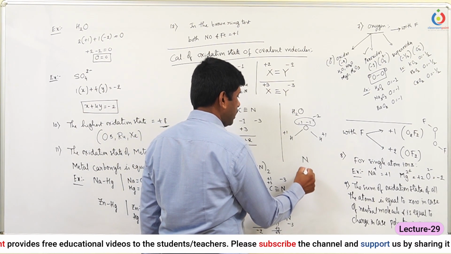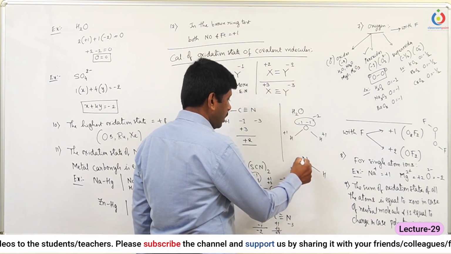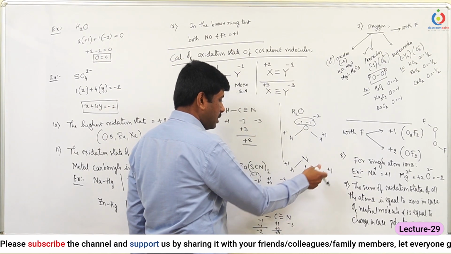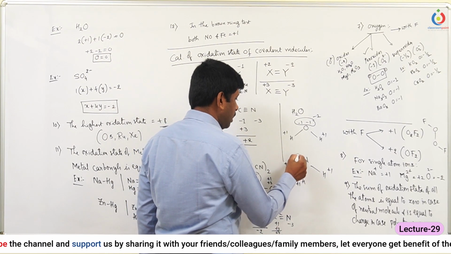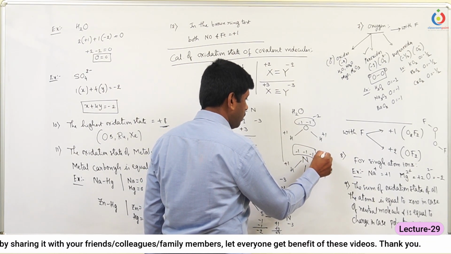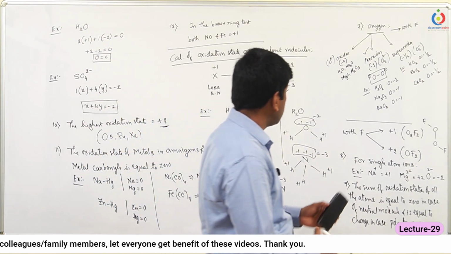Now let us take NH3, ammonia. So it has 3 bonds with hydrogen. Every hydrogen gets plus 1 oxidation state, since they are less electronegative than nitrogen. Nitrogen gets the minus 1 oxidation state for every bond. Total value is equal to minus 3. Let us see now other oxidation states also.